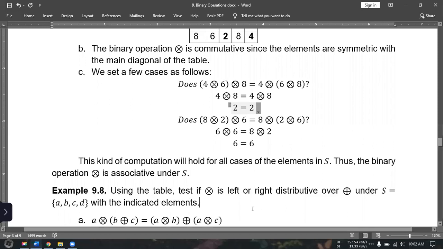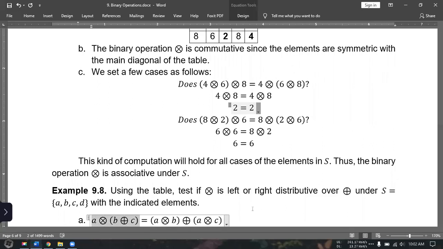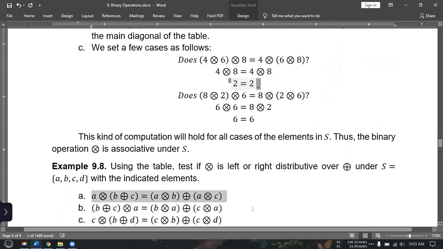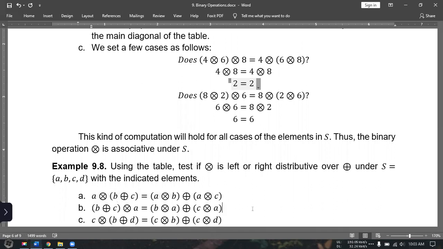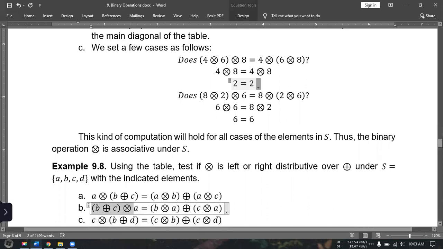Again, A times the sum of B and C, and then by left distribution we'll have the product of A and B plus the product of A and C. Upon applying the left distribution, then we test again whether we'll be satisfying the right distribution this time, using the elements B, A, B, and C. Applying the right distribution, we'll be having this. And for number 3, using the elements B, C, and D.